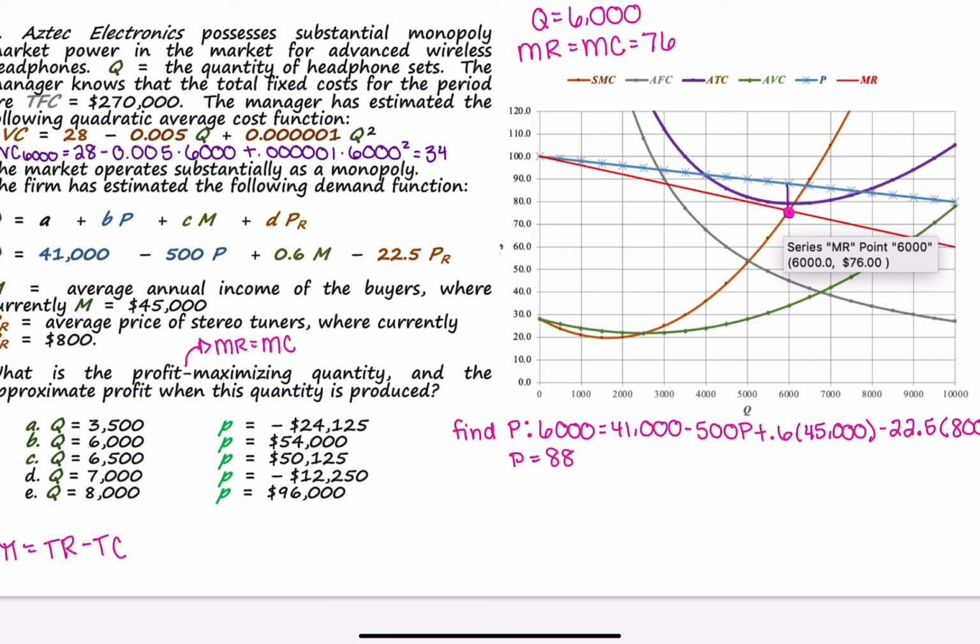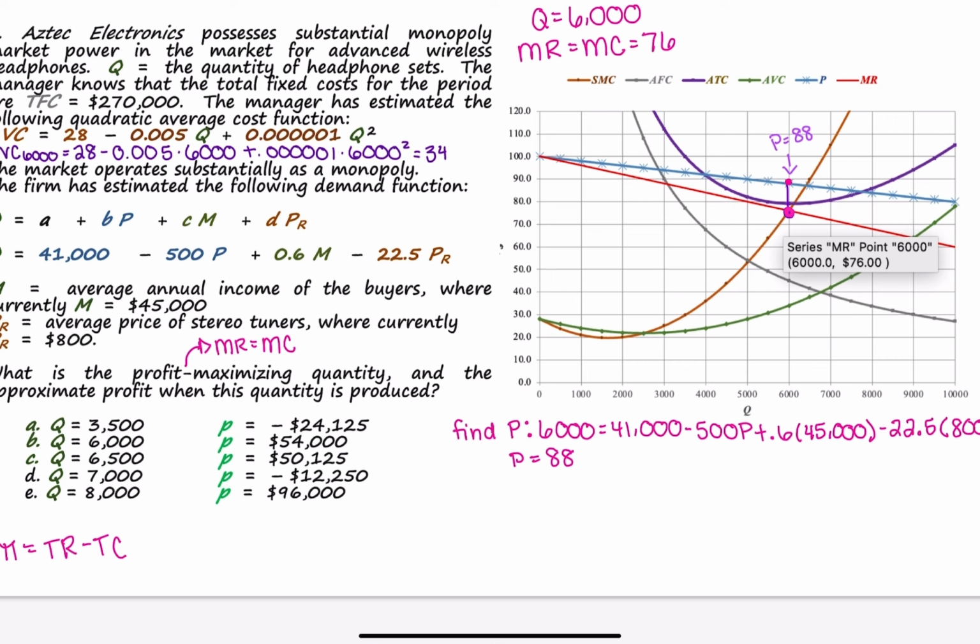Which, if we look at our graph, is reasonable for this point right here. That would be P equals 88. You could also just look at the graph and click on it and get the same information. But again, I'm trying to show you a little bit more of the math behind it so you can use it if you choose to.